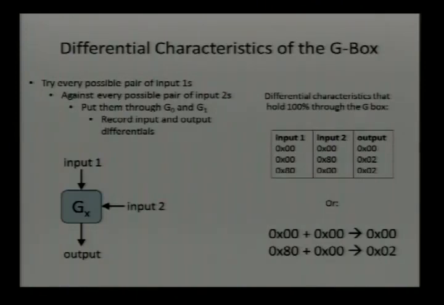I tried every possible pair of input 1s, so every possible pair of numbers that can go into input 1, every possible pair of inputs that can go into input 2, and then I tried X, X being 0 or 1. So a G0 box and a G1 box. I tried it on both. And I just recorded what's the differential on input 1, what's the differential on input 2, and what's the resulting output differential. What happens when you XOR the results together at the end? What do you get? And there were 2 properties that held through, 2 differential characteristics that always hold to this G-box.